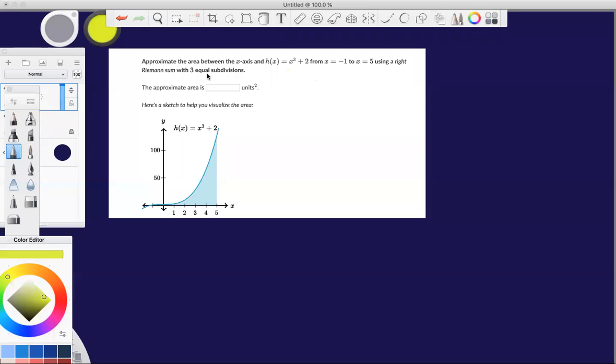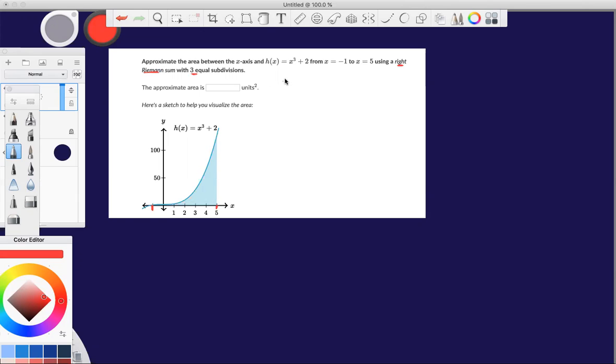Okay, so let's continue. Again, for this one, our function is defined by h of x equals x cubed plus 2. It's asking us to find the area between x equals -1 all the way to x equals 5. We're going to be using the right Riemann sum with 3 equal subdivisions. So this, again, is an example of 3 equal subdivisions.